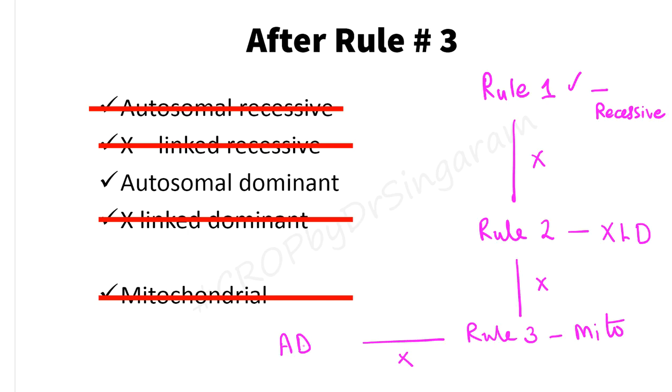So, by applying this three-rule approach, you can very easily come to an interpretation of a pedigree. If you practice it 2 or 3 times with some random pedigrees, you will become confident, and in the actual exam, you will be able to solve in less than 10 seconds.